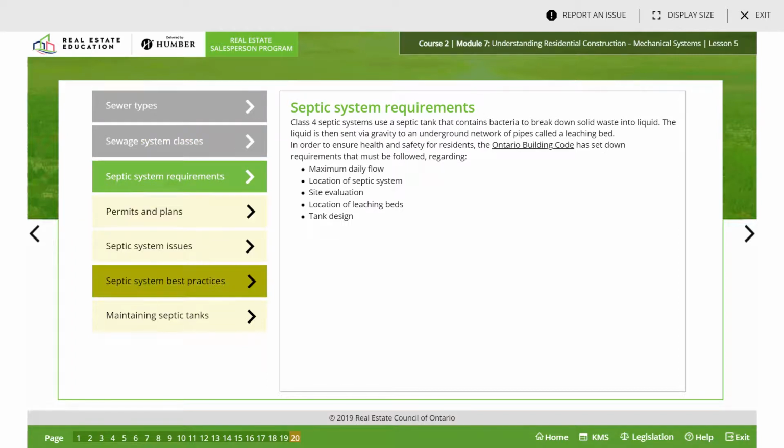Septic system requirements. Class 4 septic systems use a septic tank that contains bacteria to break down solid waste into liquid. The liquid is then sent via gravity to an underground network of pipes called a leaching bed. In order to ensure the health and safety of residents, the Ontario Building Code has set down requirements that must be followed regarding maximum daily flow, location of septic tanks, site evaluation, location of leaching beds, and tank design.